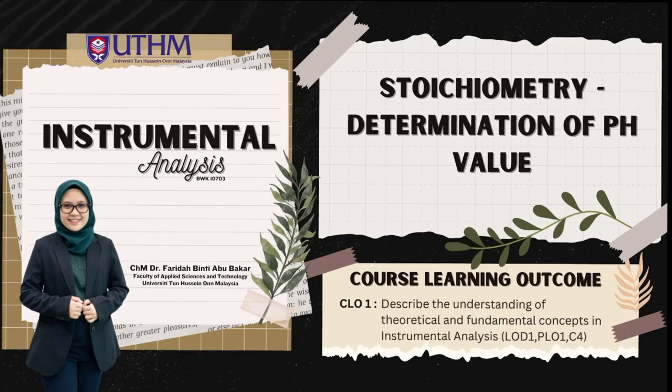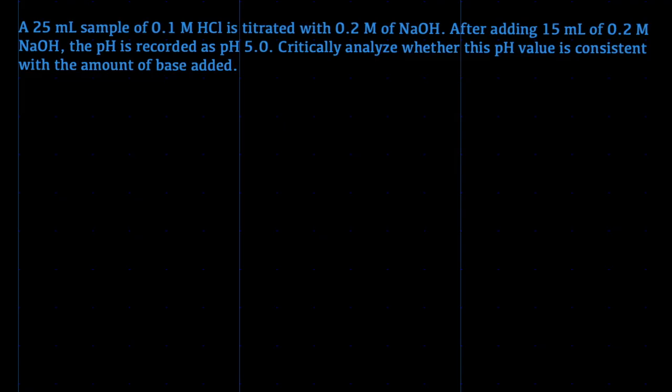This video will explain stoichiometry with the determination of pH value. A 25 ml sample of 0.1 molar hydrochloric acid is titrated with 0.2 molar sodium hydroxide. After adding 15 ml of 0.2 molar sodium hydroxide, the pH is recorded as pH 5.0. Critically analyze whether this pH value is consistent with the amount of base added.